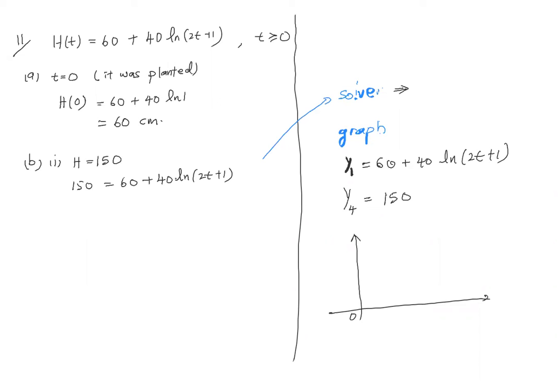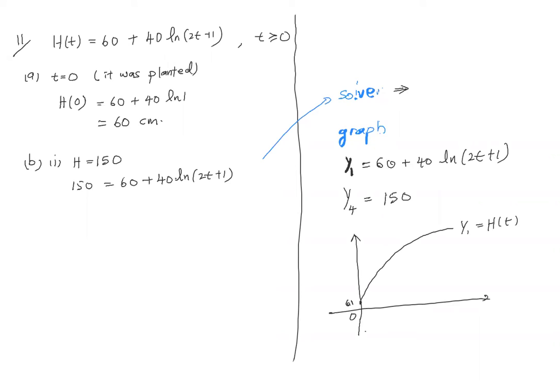So I got my graph as some sort like this. Let me go to window. The minimum height is 60. So the graph starts from here, 60, and goes up like that, right? So this is your Y1, the height.